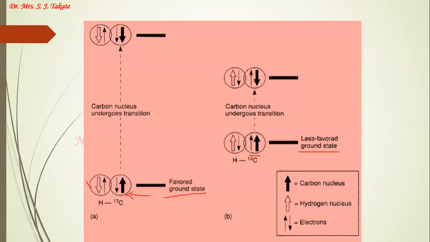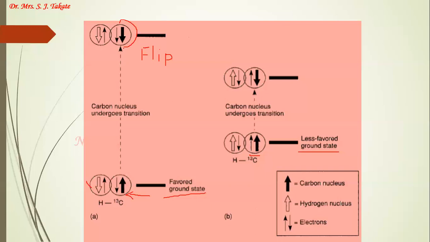If the transition of carbon 13 nucleus takes place from this ground state, then what will happen? The carbon 13 nucleus, when it goes to the excited state, will reverse its spin, or it will flip its spin. Change of the spin orientation is called spin flipping, or spin reversal. Spin is flipped or spin is reversed during the excitation process.